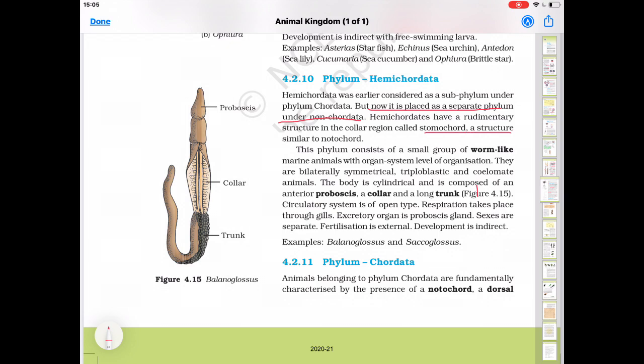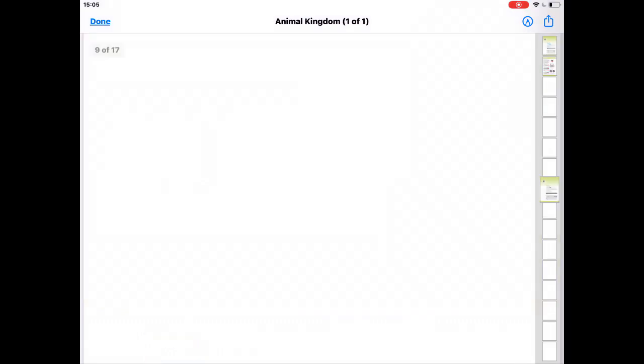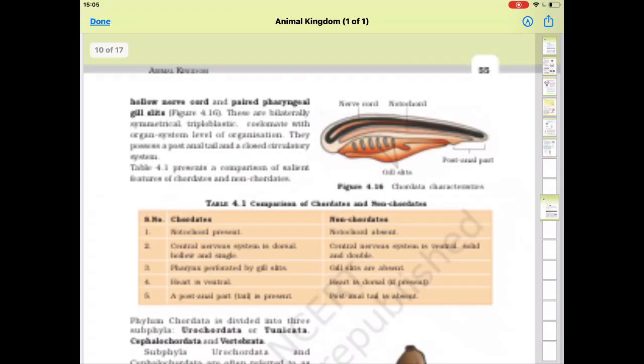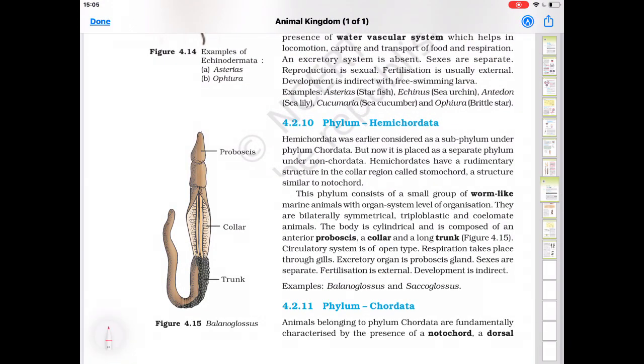The phylum consists of a small group of worm-like marine animals with organ system level of organization. They are bilaterally symmetrical. They are triploblastic and they are coelomate animals. Their body is cylindrical and can be divided into proboscis, collar and trunk. The front part is known as proboscis, middle is known as collar, and at the last trunk is present.